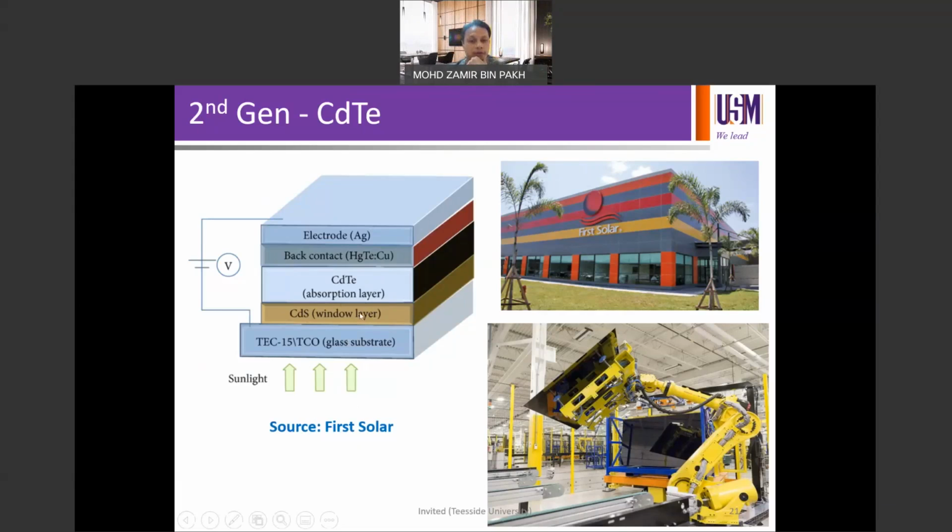So we have cadmium telluride to do the light absorption. We have cadmium sulfide on the front side as a window layer, a very thin one, 200 to 300 nanometer, and cadmium telluride is usually 2 to 5 micron as the absorber layer. And then we also have back contact at the back.